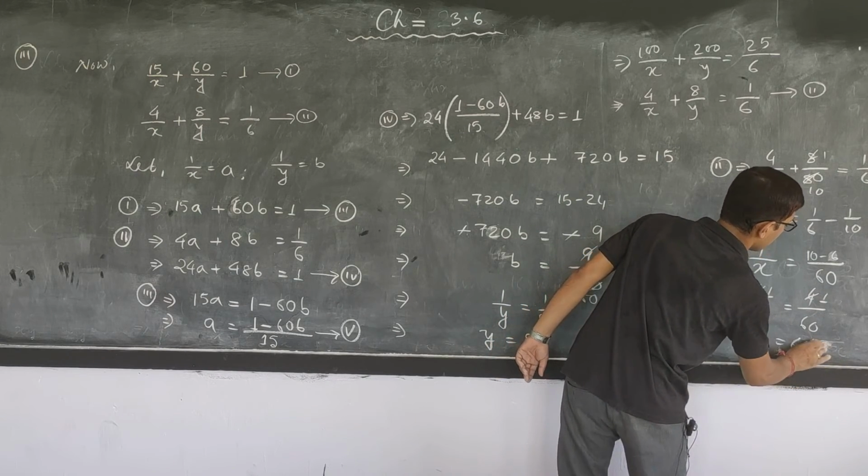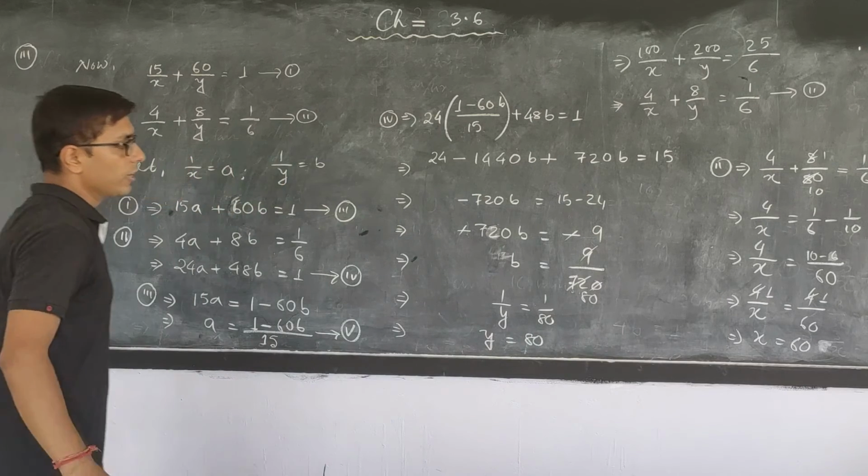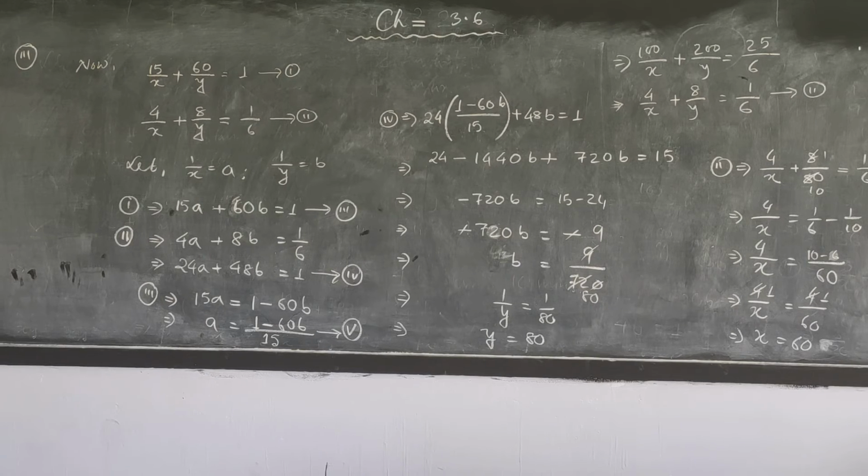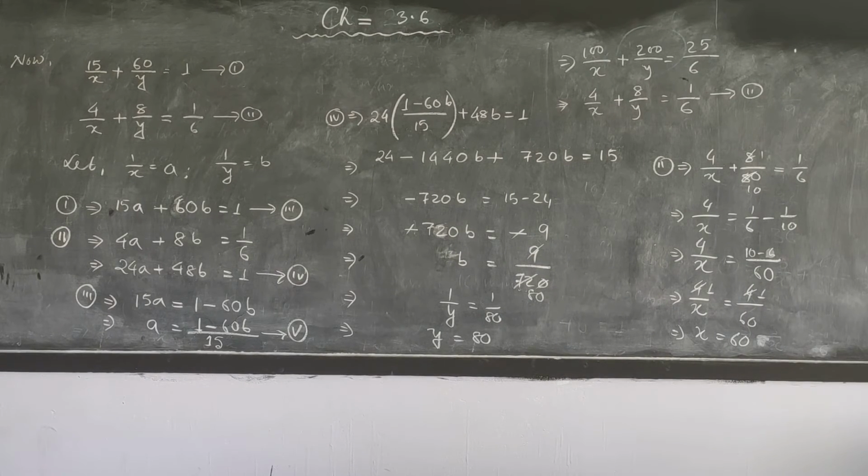So what was the speed considered? The speed of the train was considered as x, and x is found to be 60. That means the speed of the train is 60 km per hour, and the speed of the bus was considered as y, and y is found to be 80. That means the speed of the bus is 80 km per hour. So you can now conclude it as, therefore the speed of the train is 60 km per hour and the speed of the bus is 80 km per hour. Okay, so this way we can solve the question.